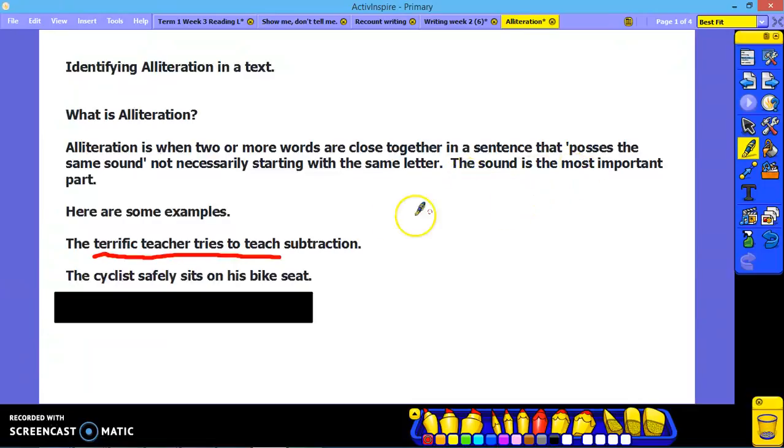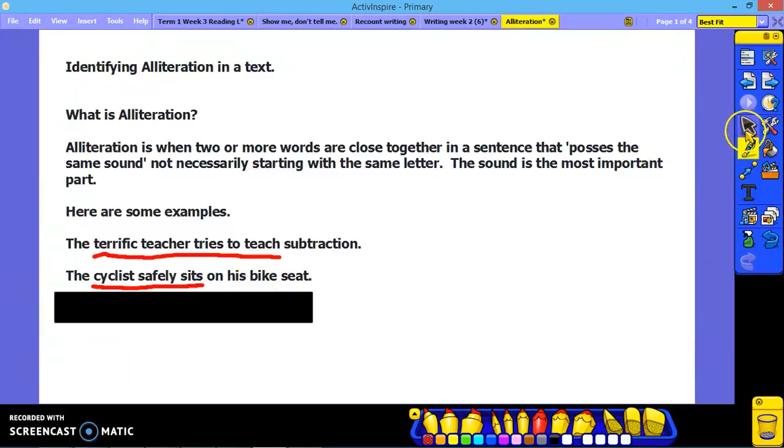Here's the next one. The cyclist safely sits on his bike seat. Okay? Cyclist and safely don't start with the same letter, but they do possess the same sound. So cyclist safely sits on his bike seat.